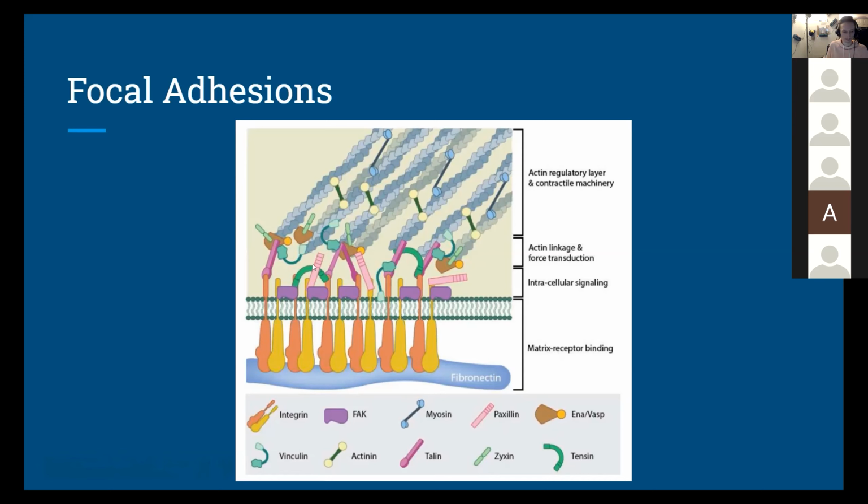And then we have, can you guys see my mouse? Yeah, we can see your mouse. Cool. And so then we have several different types of scaffolding proteins that connect the integrin with the actin cytoskeleton network. In this paper, we're looking specifically at Talin, one of the scaffold proteins.